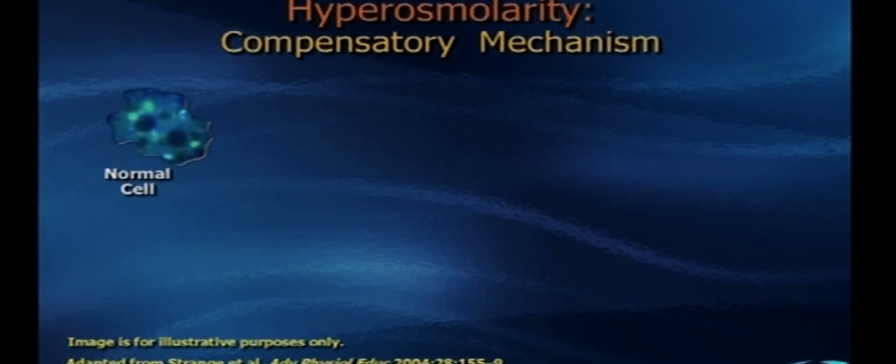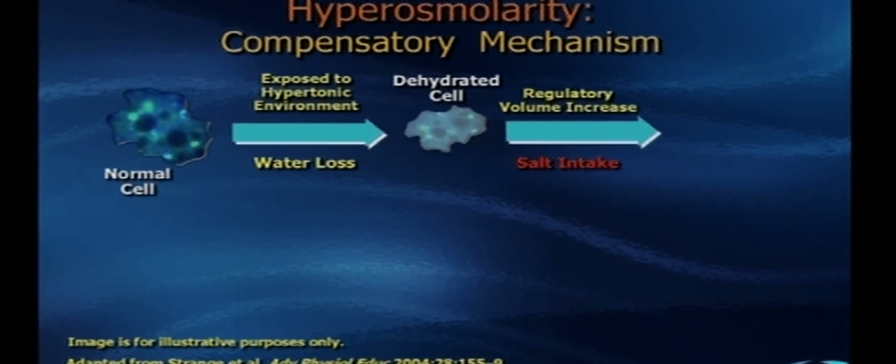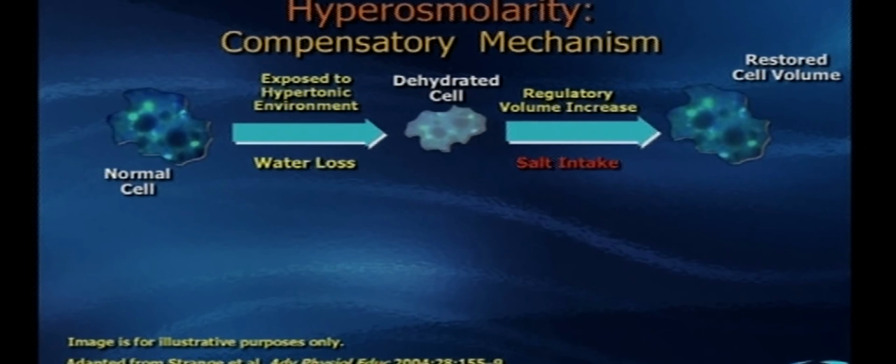So this was one of the animations that we saw earlier, where when there is water loss, there is a dehydrated cell, but you can't have a whole tissue shrinking. So what does the cell do? It does what is called regulatory volume increase. And it does that by imbibing certain salts, so the cell volume gets restored.